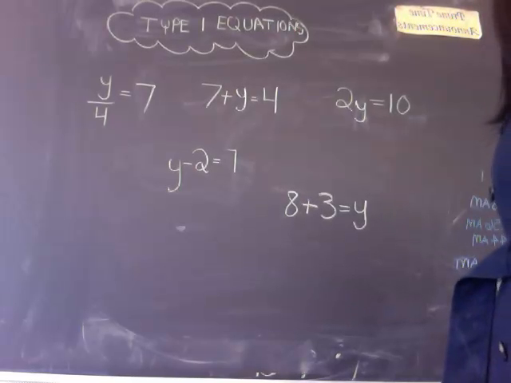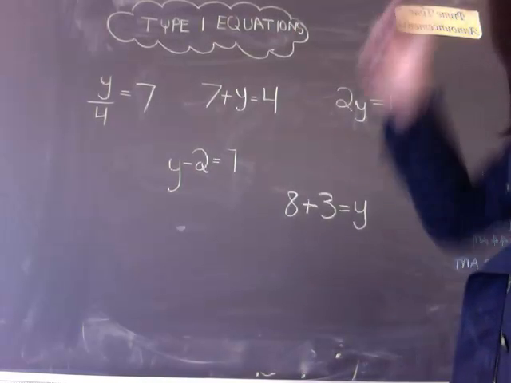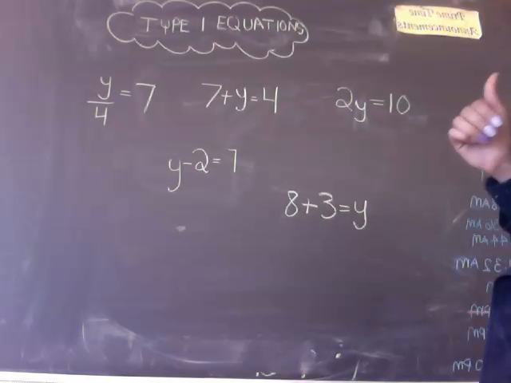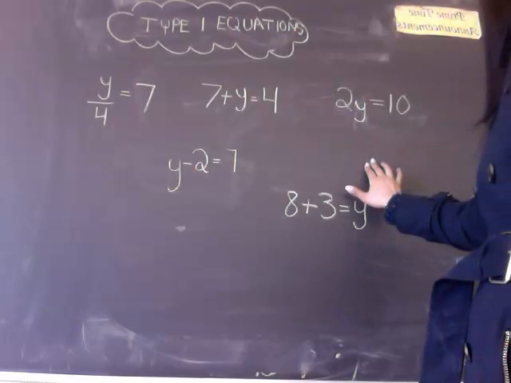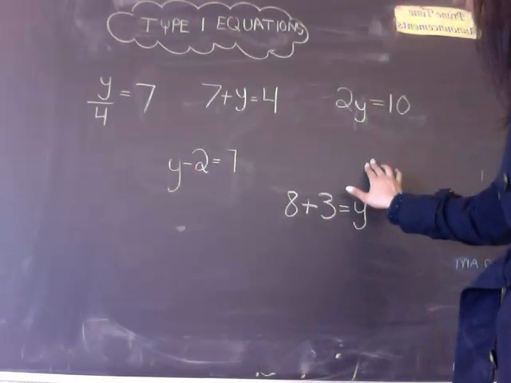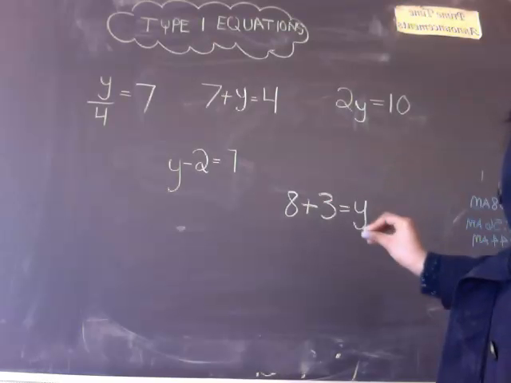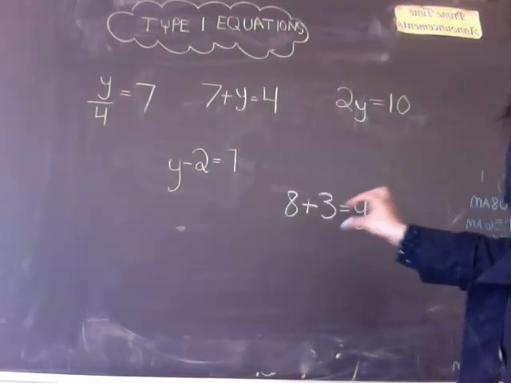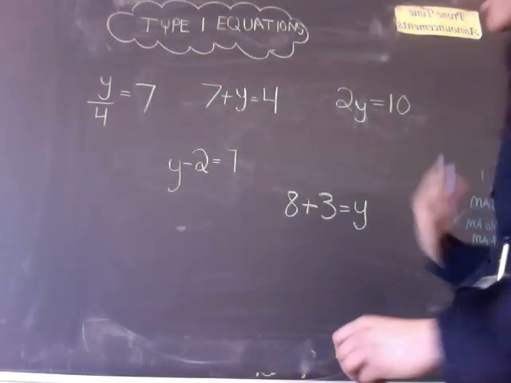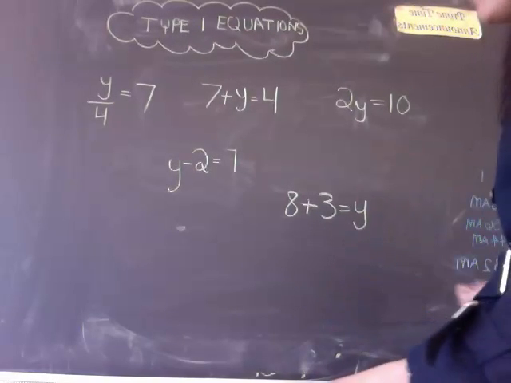Okay, so type 1 equations pretty much involve one step only. When we look at this first question here, 2y is equal to 10, you always want to isolate for y, or whatever your variable might be. In all of these situations, your variable is y, but again, it can be anything, because remember, y just represents any number.